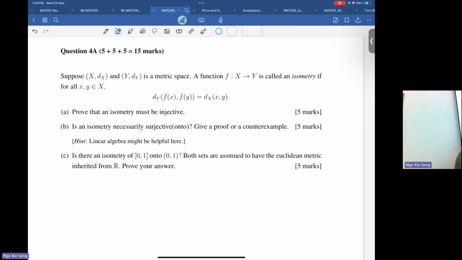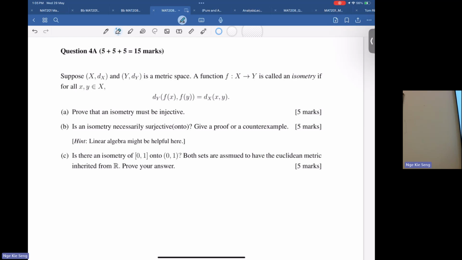B, is isometry necessarily surjective or not? Okay. Yes or no? No, it's not surjective. You can just try using translation. That's why I put the hint there, linear algebra. But I think most of you also got an even easier answer.